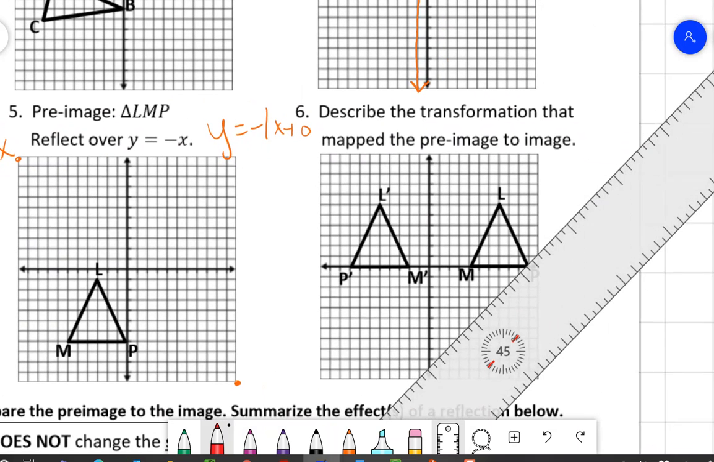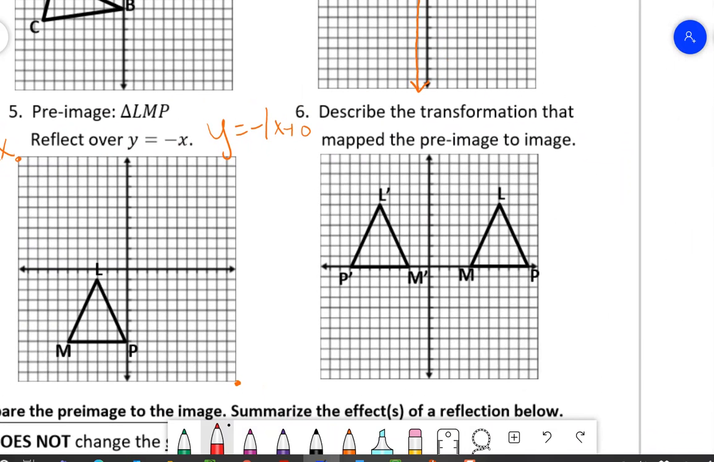Last but not least, make sure that when you're mapping, you count the distances between your points and figure out where the middle is. Lines of reflection are directly in the middle. So L and M is 6 units away from M prime, so the middle would be 3. And then I just want to double check up here if it's the same for L to L prime.